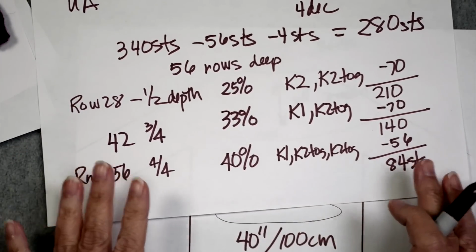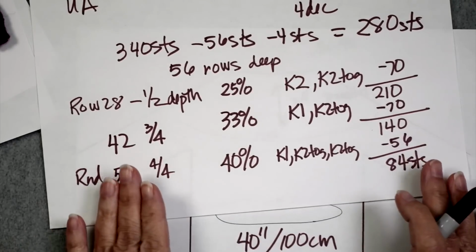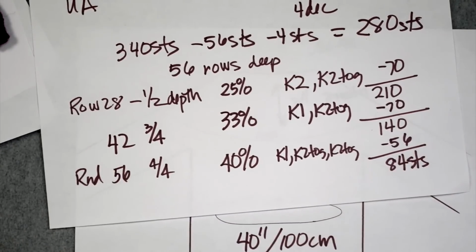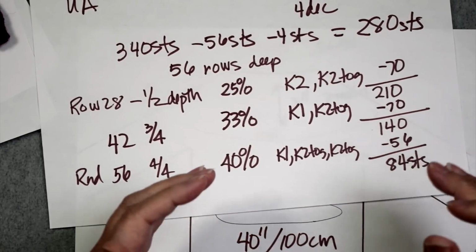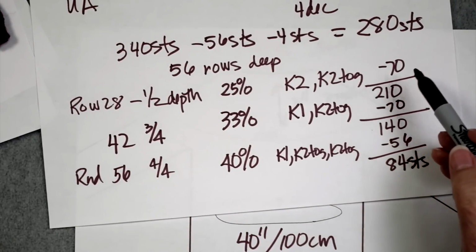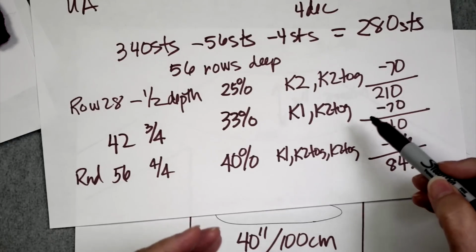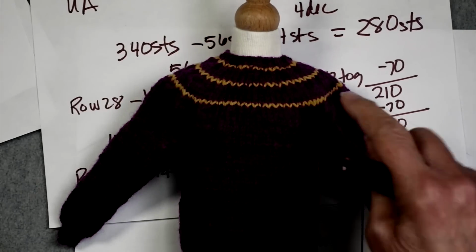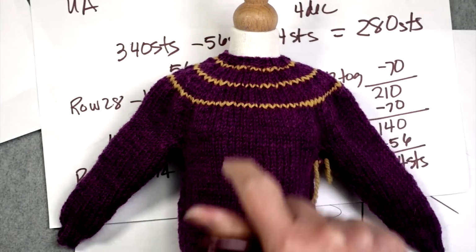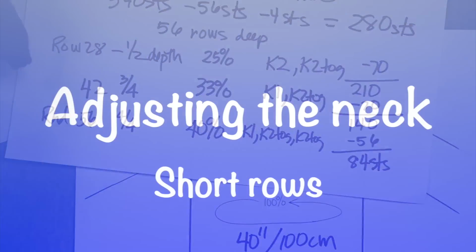So this works out on paper because I'm working in solid color stockinette. But when you're working with stitch patterns, you might need to fudge up or fudge down a little bit. You might need to decrease a few more or decrease a few less in order to end up with the stitch count that you need in order to work the horizontal band in the next section.